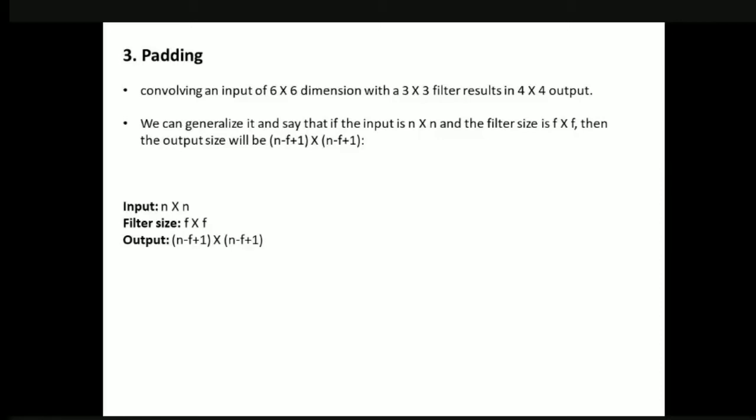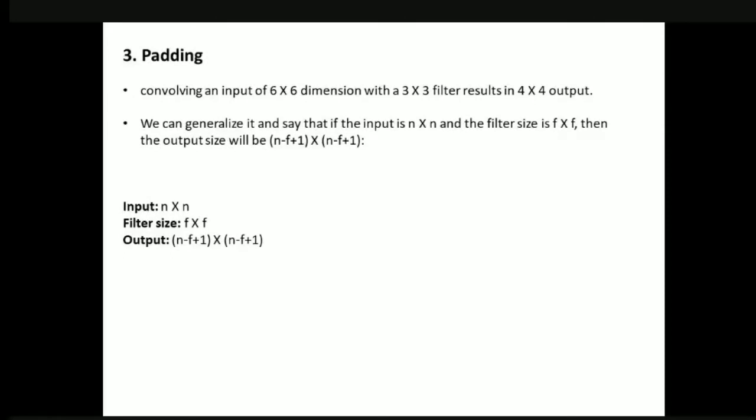Okay, so we already saw that convolving an input image of 6x6 dimension with a 3x3 filter will give us a 4x4 output. This we already saw in the previous class, how we are getting a 4x4 output. So the generalization can be given as follows: if the input is n by n and the filter size is f by f, then the output size will be (n minus f plus 1) by (n minus f plus 1). That is, input size n by n, filter size f by f. The output image we will get is of size (n minus f plus 1) by (n minus f plus 1). So these three are the important factors.